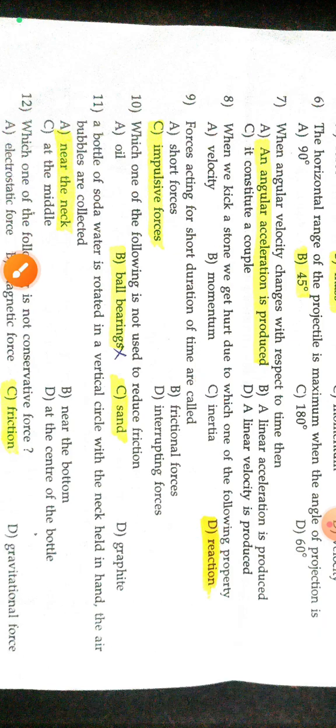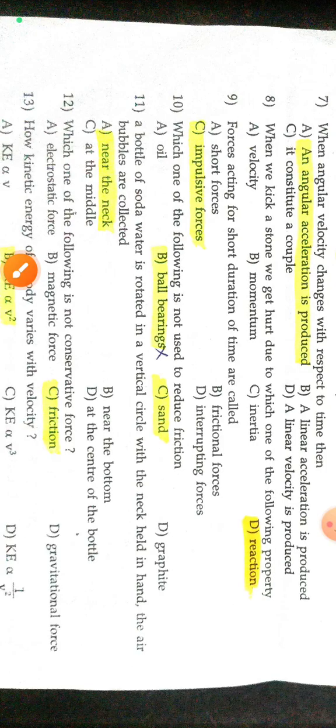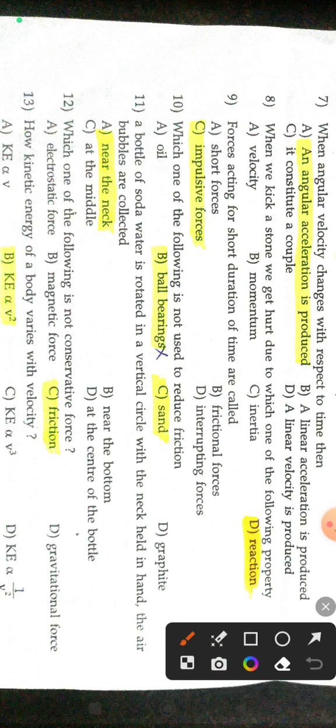And next we move on to the ninth question. Forces acting for a short duration of time are called what? Forces acting for a short duration of time are called impulsive forces. So option C is the right answer here, because what are impulsive forces? A large force acting for a small interval of time gives impulsive forces. That's why option C is the right answer here, right?